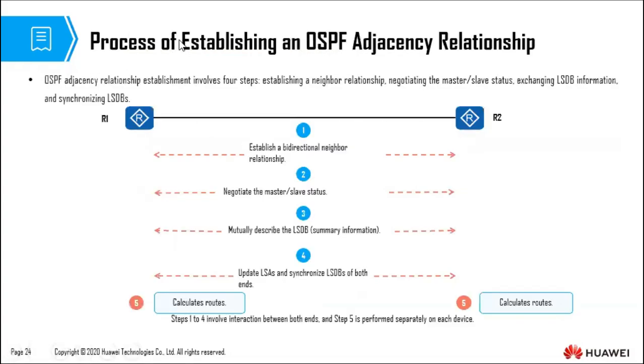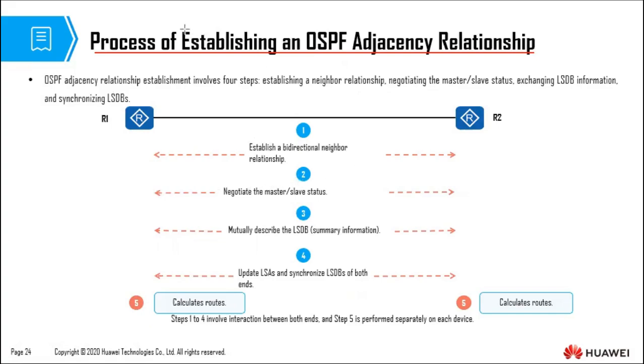Okay, so let's find out the process of establishing an OSPF adjacency relationship. How does it happen? OSPF adjacency establishment involves 4 steps. Number 1, establishing a neighbor relationship. Then you negotiate the master and slave status, and we're going to see what that means in a short while. Then you exchange LSDB information, and then you synchronize your LSDBs. So that is really how we do this.